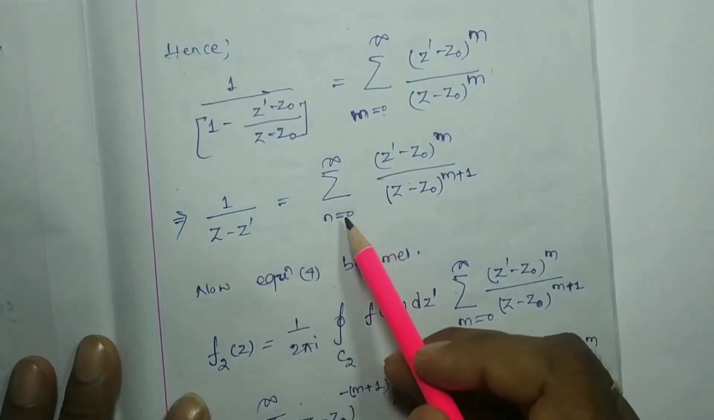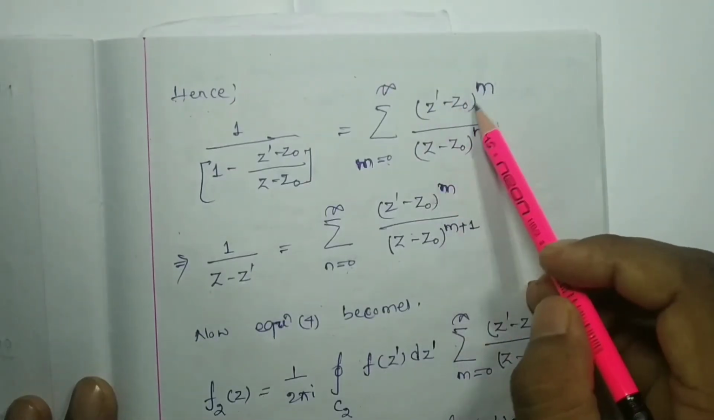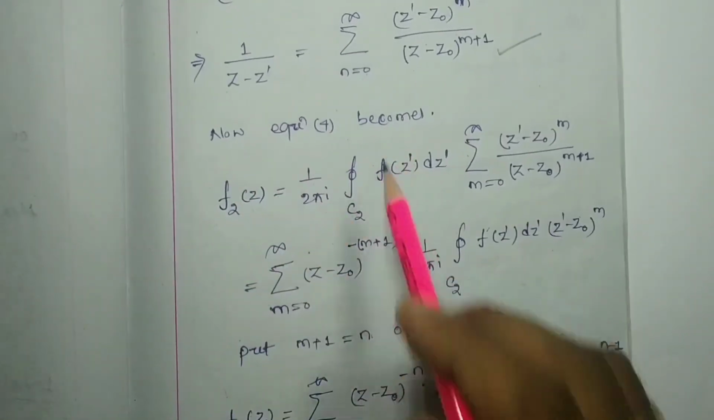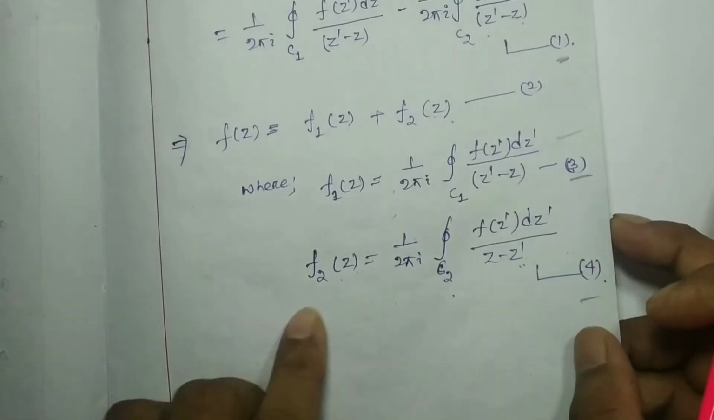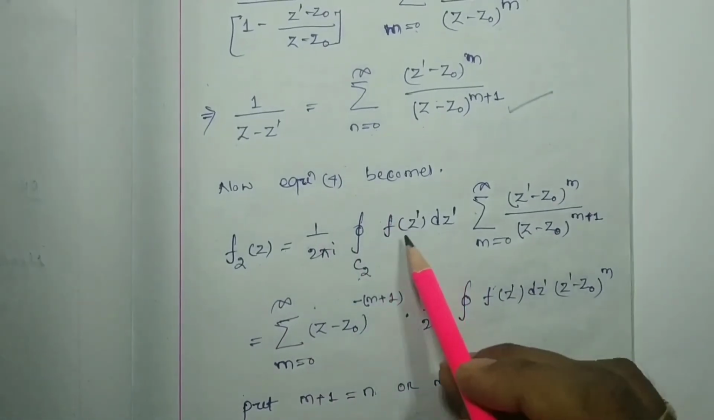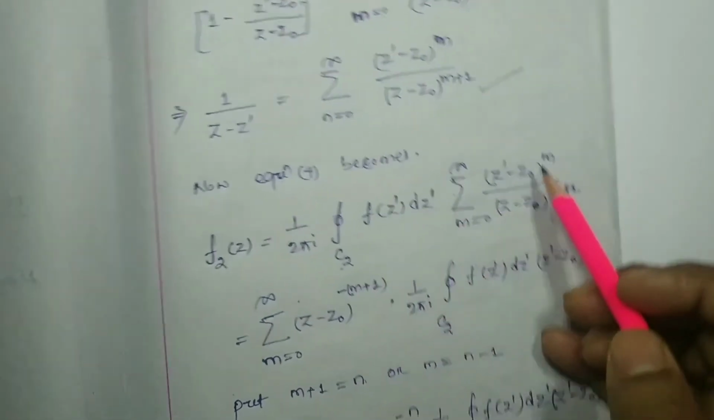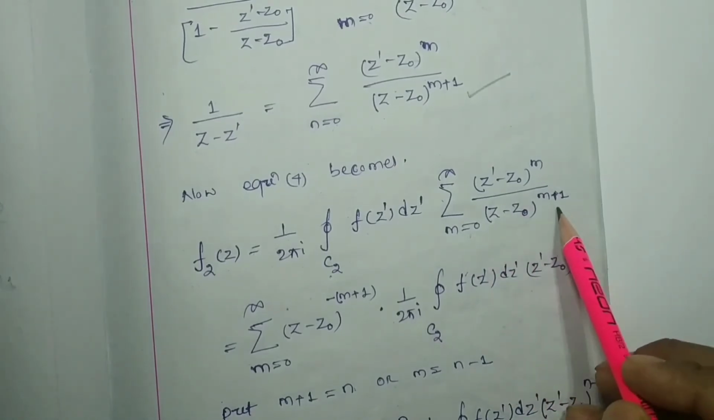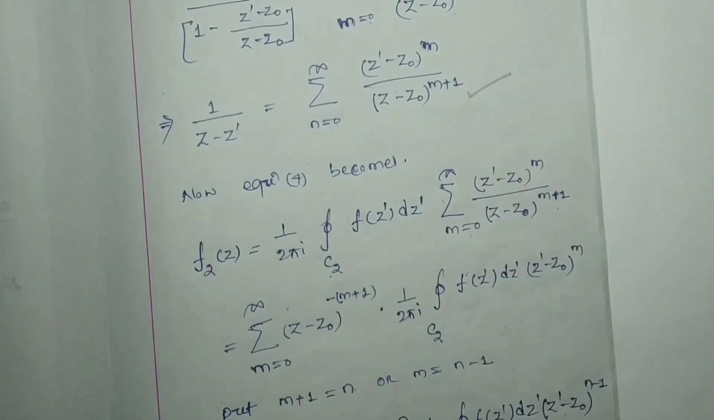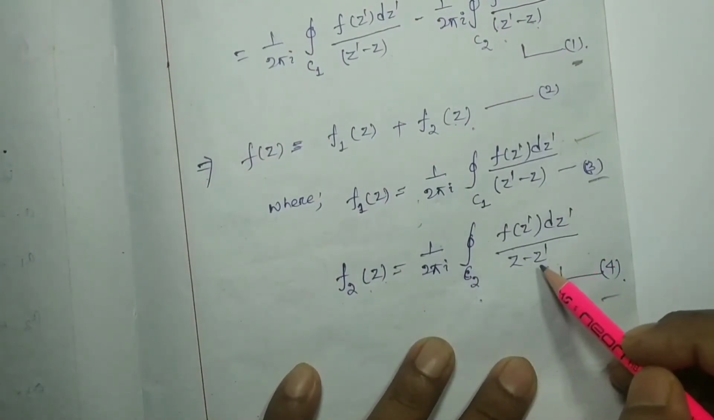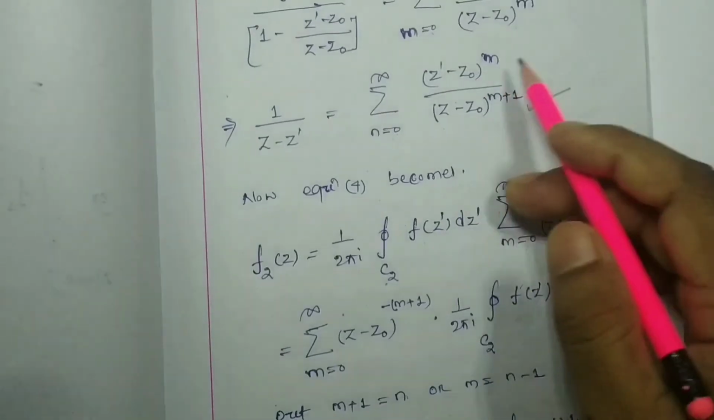Then what will be the value? 1 by z minus z dash will be summation over m equal to 0 to infinity of z dash minus z0 to the power m by z minus z0 to the power m plus 1, right? Now equation number 4 becomes: f2(z) can be written as 1 by 2 pi i closed integration over C of f(z dash) dz dash, summation over m equal to 0 to infinity of z dash minus z0 to the power m by z minus z0 to the power m plus 1. We just substitute in equation 4 whatever we found for 1 by z minus z dash.